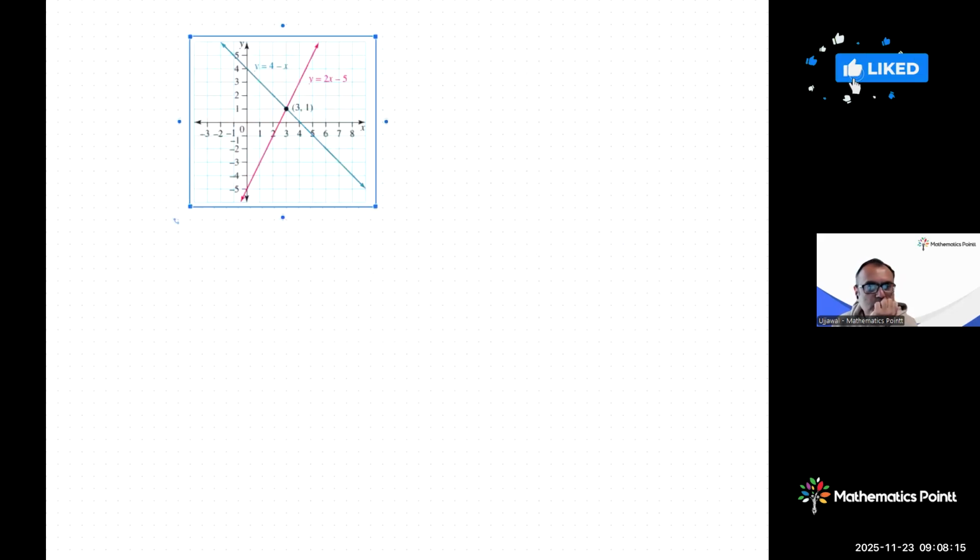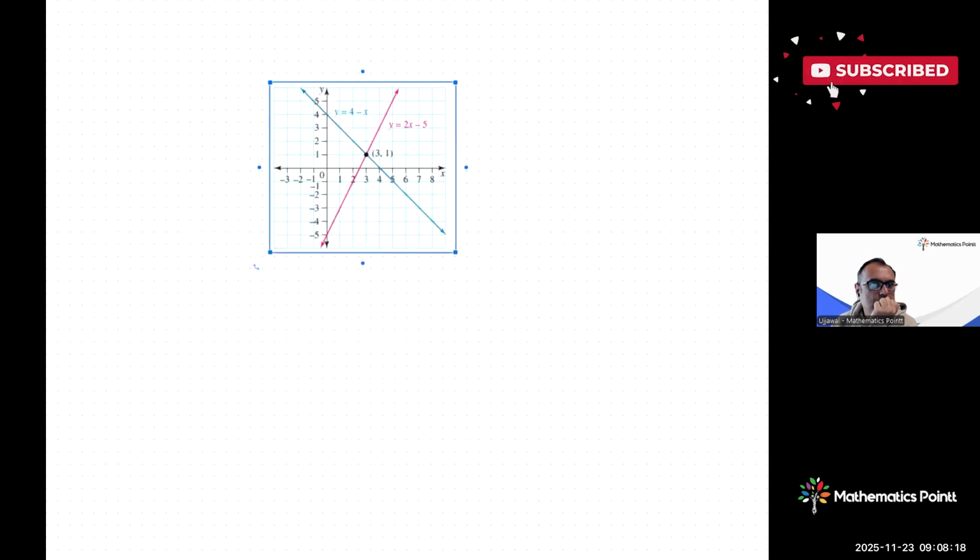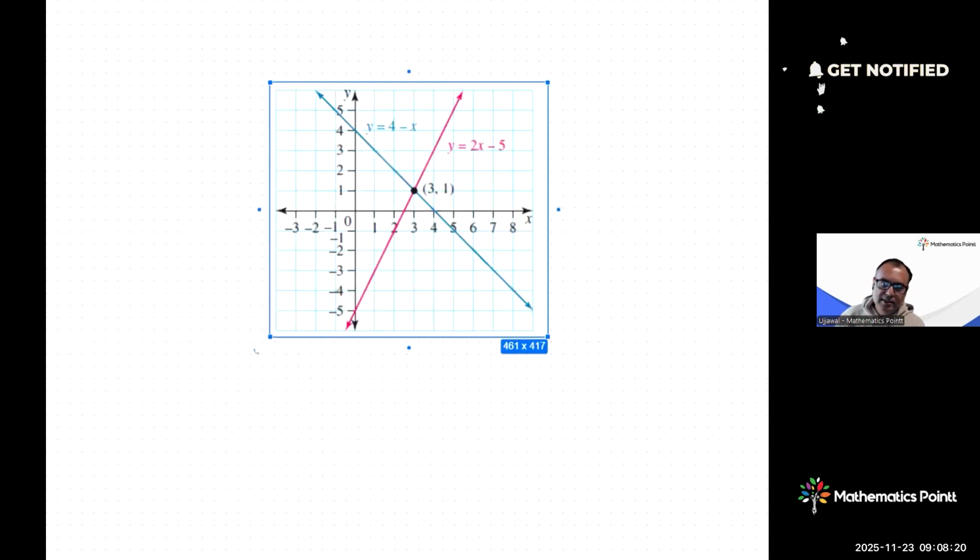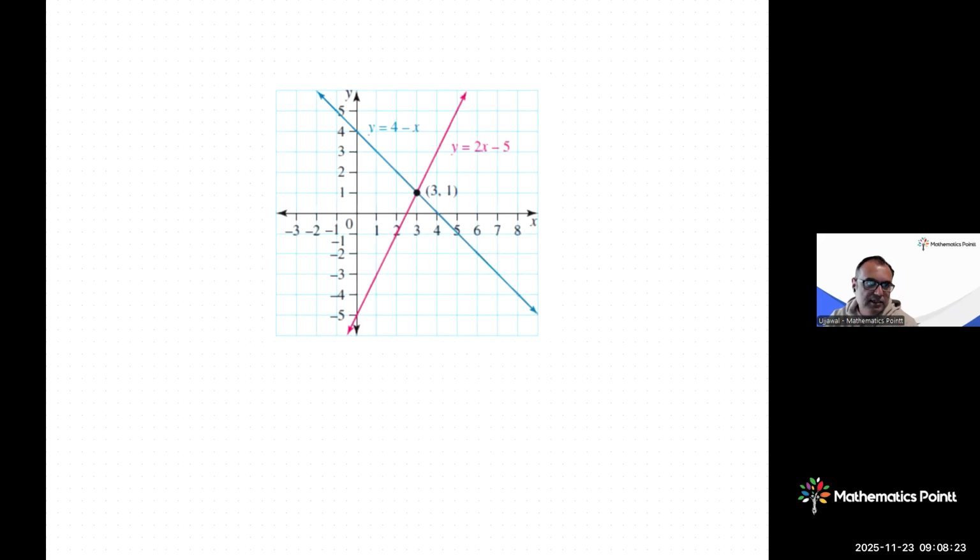You see here, in this example there are two lines. That's my first line, y equals 4 minus x. And the other straight line is y equals 2x minus 5. We can clearly see on the graph that they are intersecting at x value 3 and y value 1.